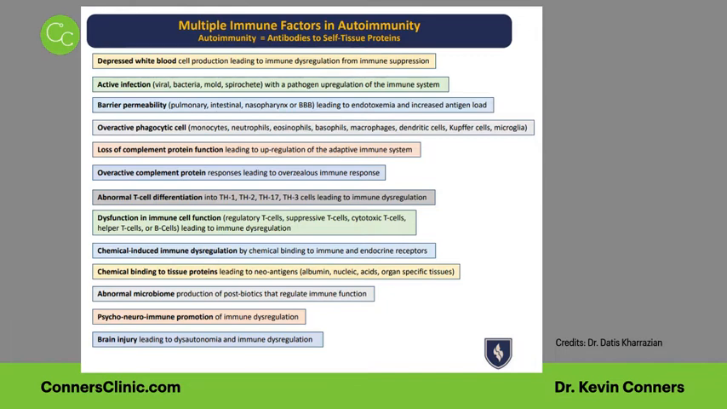An abnormal T cell differentiation, your overbalanced Th1, your overbalanced Th2. What we're seeing more and more is overbalanced Th17, this hyperinflammation response. You need to balance it with your Treg cells, your Th3 cells, to help stimulate regulation and help stimulate support to balance out your T cell differentiation. Different dysfunction throughout your immune system: chemical-induced immune dysfunction, abnormal microbiome, we'll talk about that a little bit, and the psychoneuroimmune promotion of an immune dysregulation.